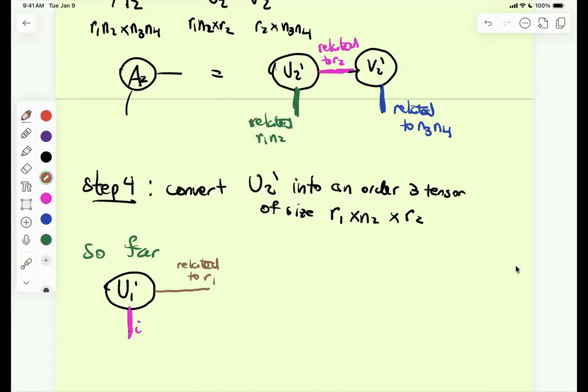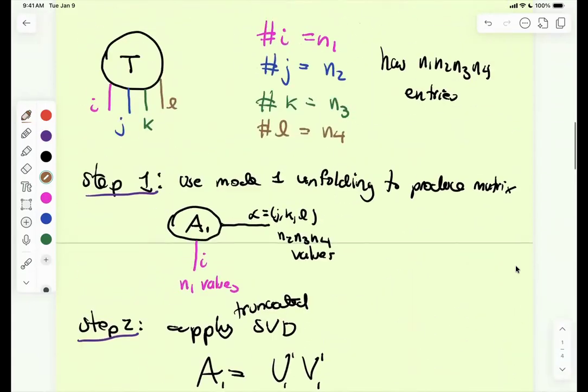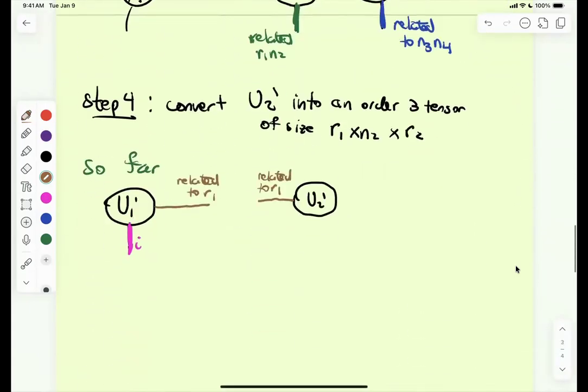And then when you turn it into a tensor of order 3, we'll call it the same, because otherwise it would be too much notation to introduce. So one of the legs is related to R1. The second leg is related to N2, so that is the leg for J, right? J had N2. So let's go back to J. What color did I use for J? I used blue.